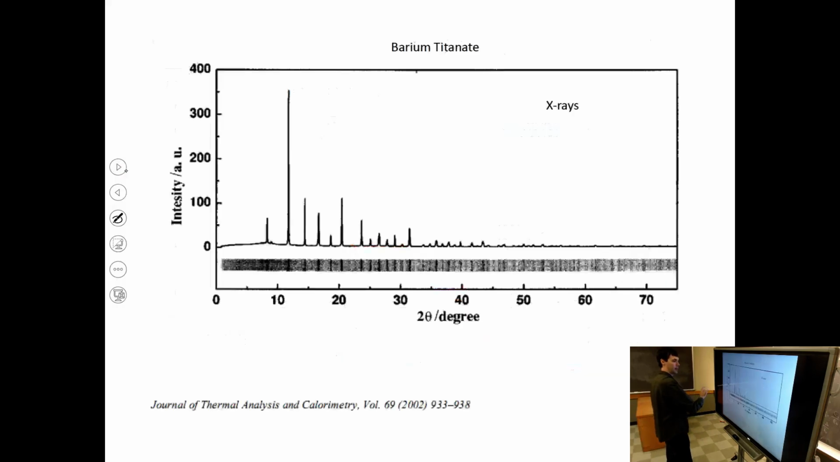Okay, maybe one last thing for today. Let's try to figure out what this one is. Simple cubic, FCC, BCC? Simple cubic, why? It has many peaks, yeah, and there is also another hint that you can see here.